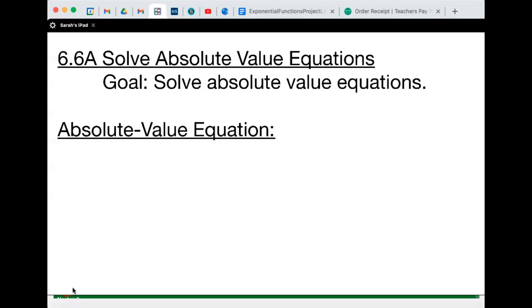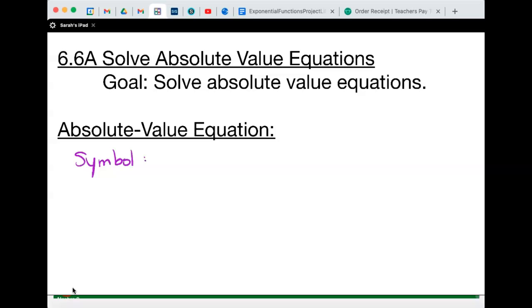Does anybody remember what an absolute value is? Yep, Miss Shelby. When there's like the 2 lines on the outside of like a negative number, it's positive, and when they're outside of a positive number, it's still positive.